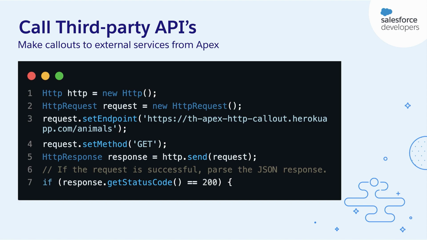Using Apex, you can also make third-party callouts. The callout sends an HTTP request from Apex and then receives the response. This is a small code snippet to show how you can make an HTTP callout to an endpoint using the HTTP request and response classes.